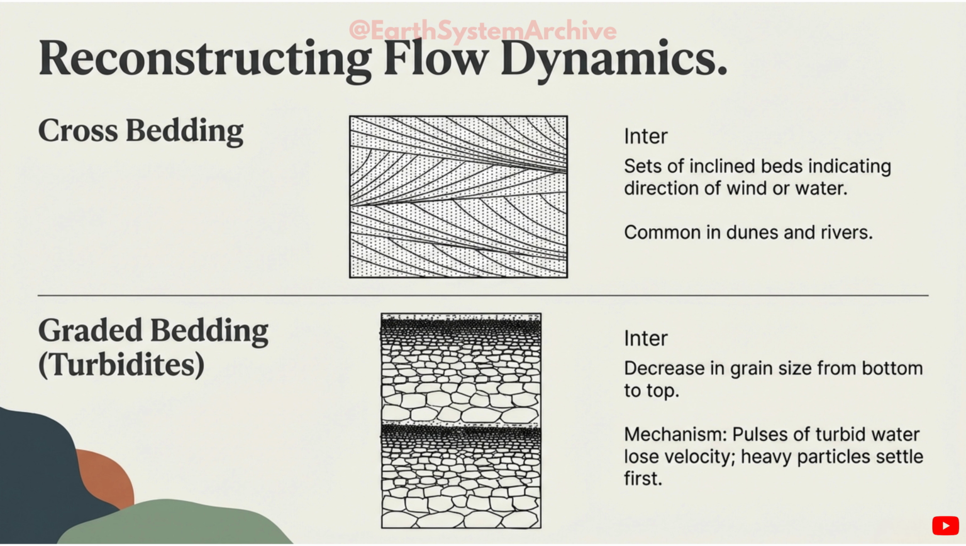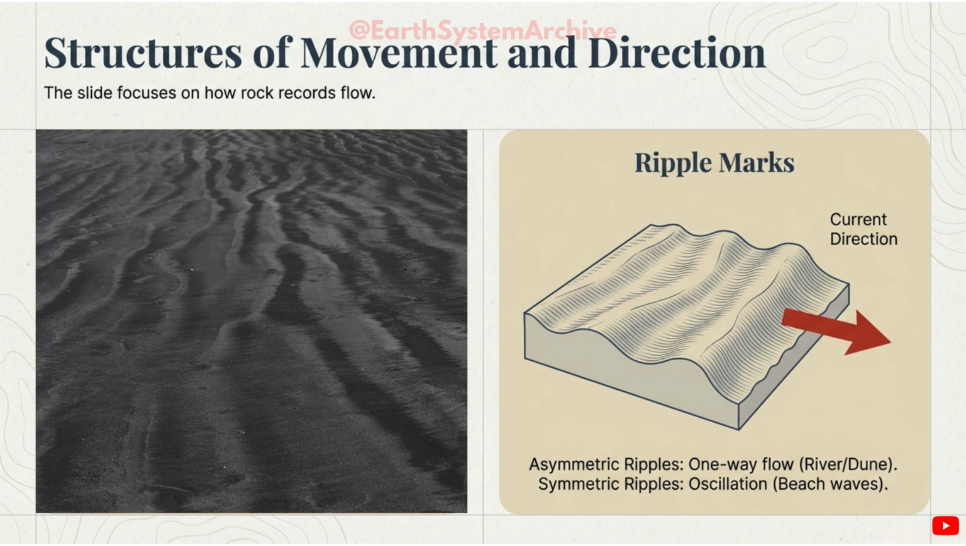Case File D. Graded bedding, or turbidites. Graded bedding forms when current velocity decreases. Coarsest settles first, then medium, then fine, often tied to turbidity currents. Repeated sequences are turbidites.